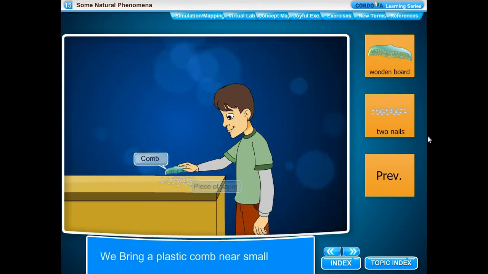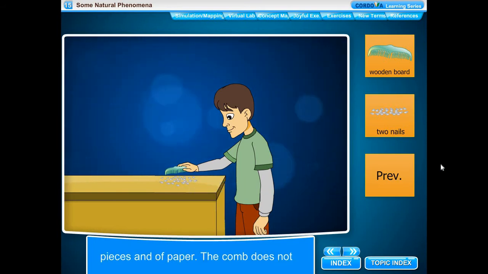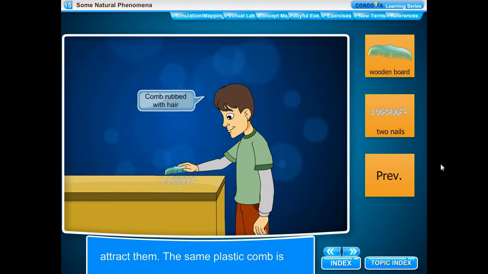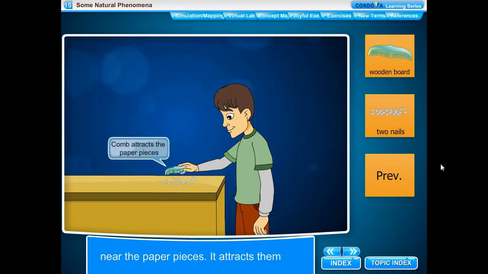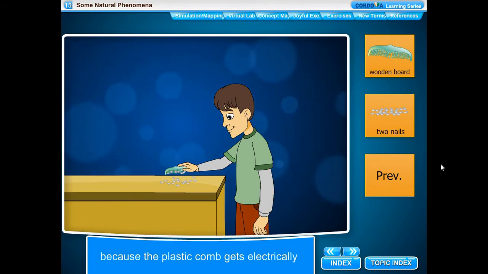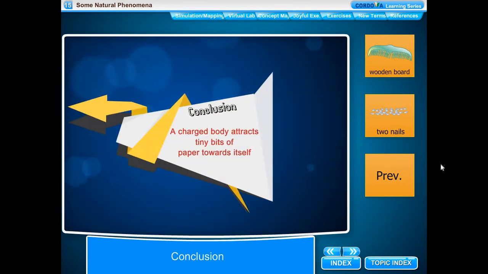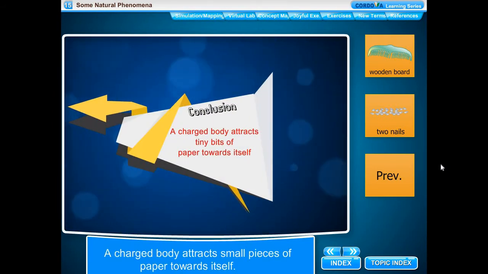We bring a plastic comb near small bits of paper. The comb does not attract them. The same plastic comb is rubbed on our dry hair and then brought near the paper pieces. It attracts them because the plastic comb gets electrically charged on rubbing. Conclusion: a charged body attracts tiny bits of paper towards itself.